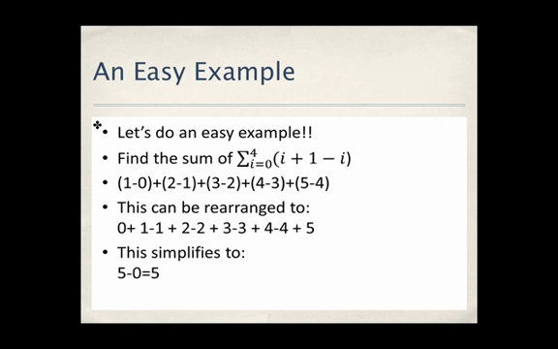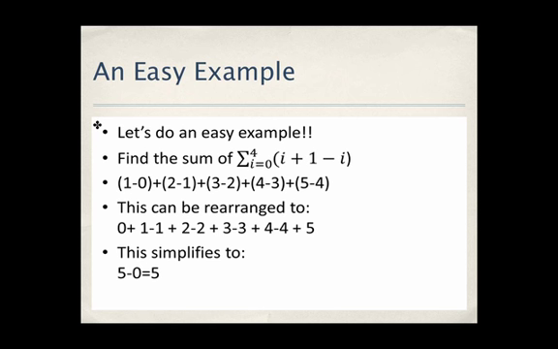An easy example. This example is included to give you a better understanding of exactly how a telescoping series works. It's designed to provide a very basic example to underpin the rest of the examples, which will get progressively more difficult and hopefully complete your understanding. We're going to try to find the summation of i equals 0 to 4 of (i plus 1) minus i.